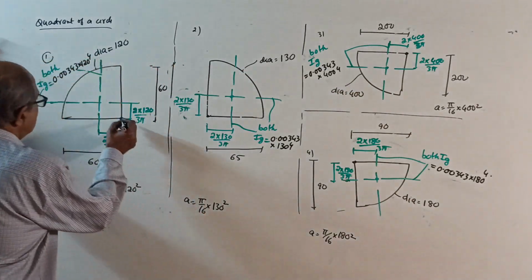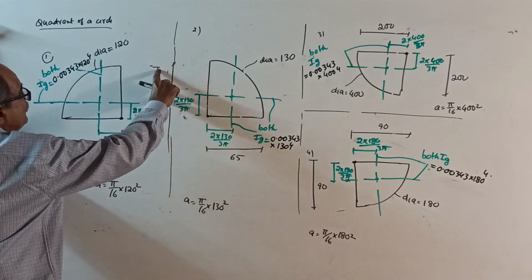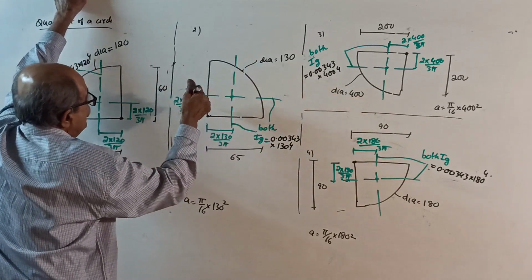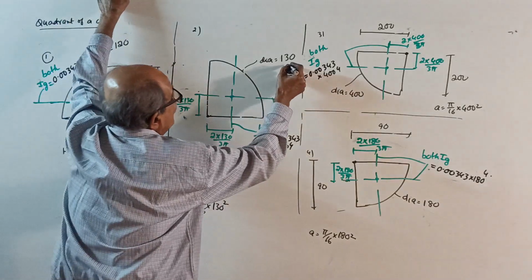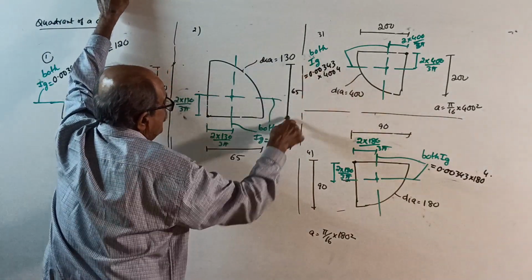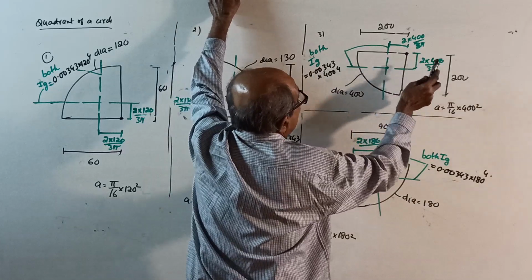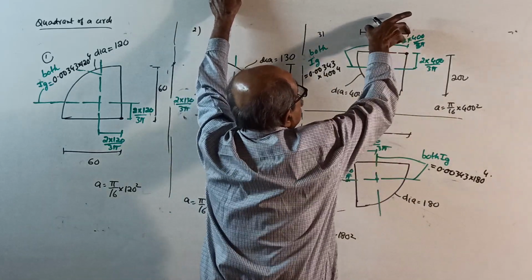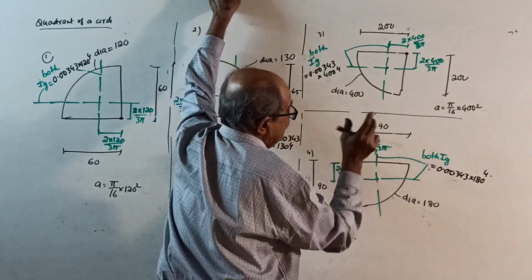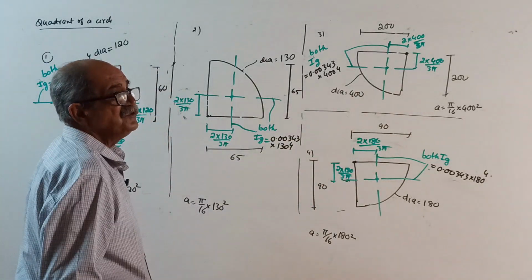Okay, see. Center of circle here. Diameter 120 means 60, 60. Diameter 130 means, I forgot right here. Okay, somewhere I'll write here. This is 65, 65. See, 65, 65. Diameter, where is the diameter? 400 means 200, 200. Diameter 180 means 90, 90. Why? Half, 1/4 it is. 1/4 is only quadrant, radius you can see.